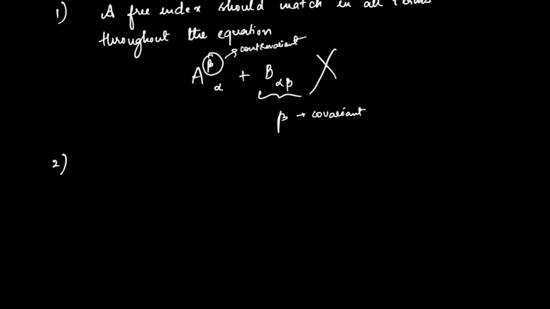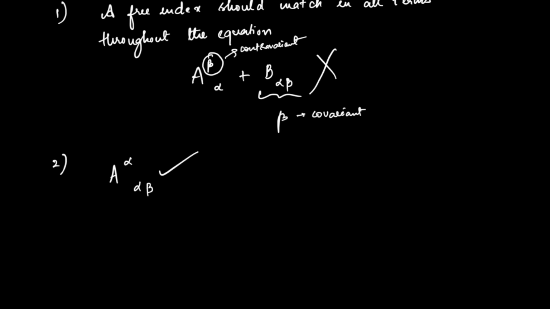That is the first rule. Now, second rule. A dummy index should match in each term of the equation separately, and a dummy index may occur only in some of the terms of an equation, but when it occurs, it should occur twice, and once in a contravariant position and once in a covariant position. Okay, so a dummy index is an index which is summed over, so it should appear twice. Not only that it should occur twice, but once in contravariant position and once in covariant position. Okay, for example, A alpha alpha beta.